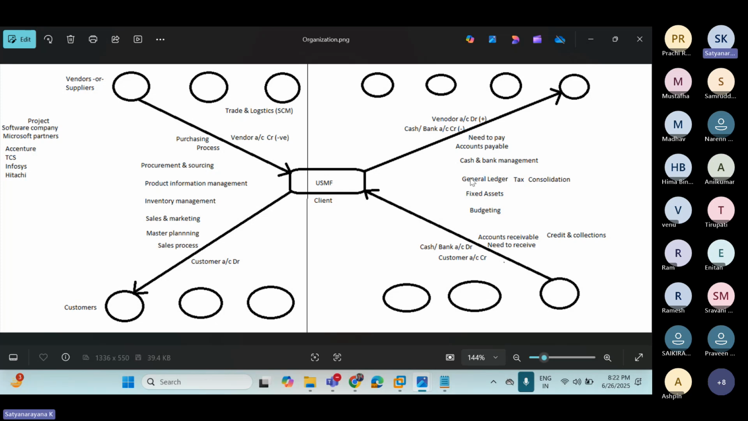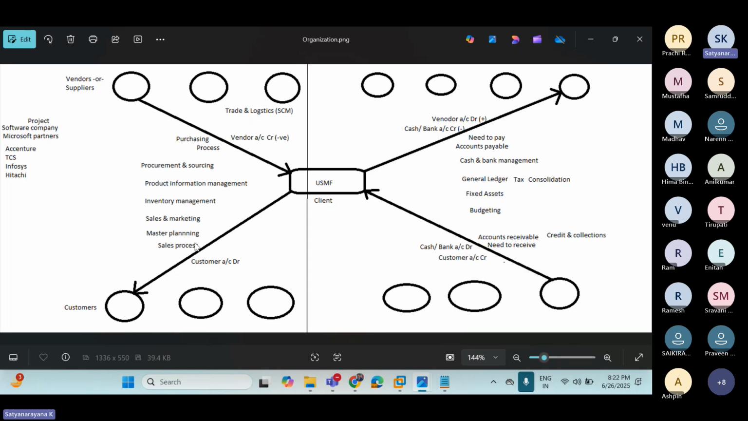Okay, next, for doing this one, you are getting profit or loss that can be calculated in general ledger. And you are going to learn tax module and consolidation also, and fixed assets and budgeting. So you are going to learn accounts payable, accounts receivable, cash and bank, general ledger, tax, consolidation, fixed assets and budgeting. All these modules will be covered in finance.